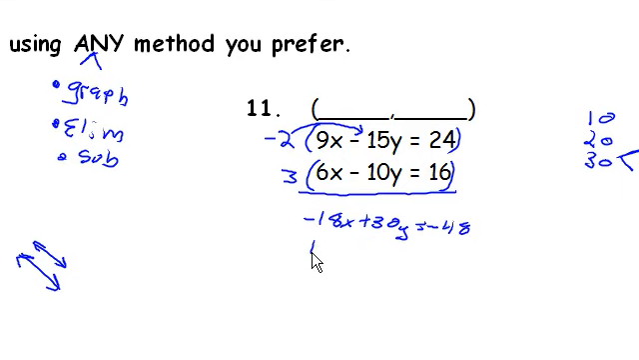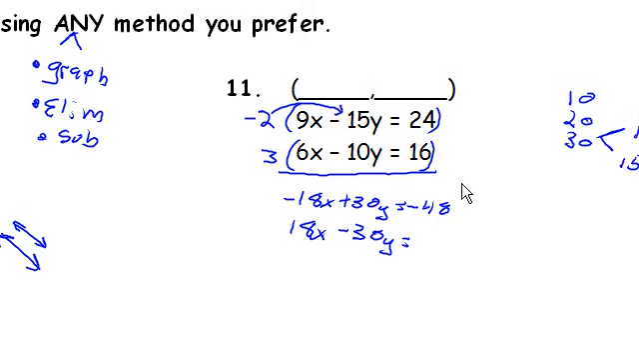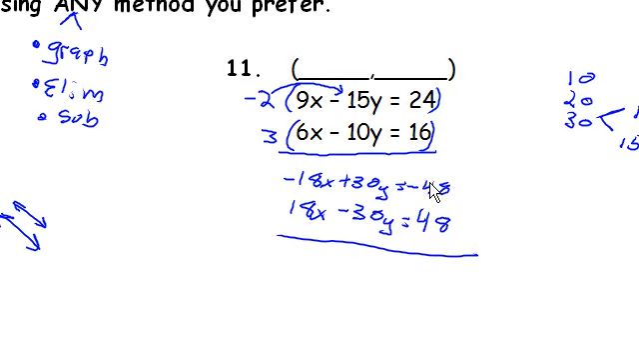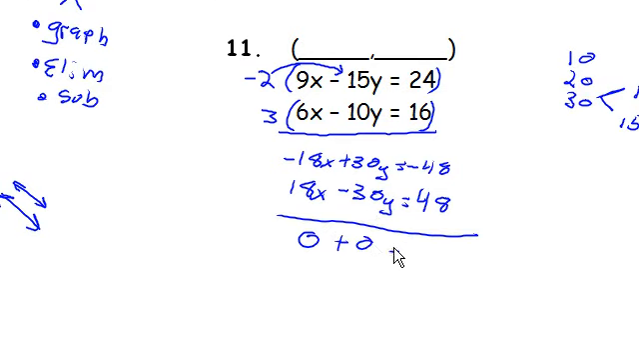Now let's do that same process to the bottom one. 3 times 6x is 18x. 3 times negative 10y is negative 30y. And 3 times 16 is, what is that? 42? Boy, I'm looking like a huge idiot right now. Yeah, no, 48. It's 48. So, watch what happens here. Oh, wow, something magical happens. Negative 18x plus 18x is 0. 30y minus 30y is 0. Negative 48 plus 48 is 0.